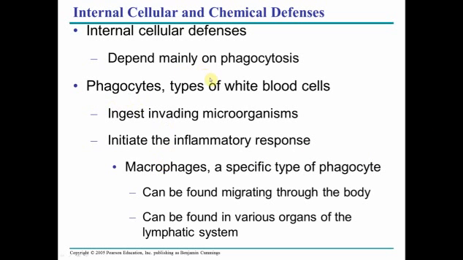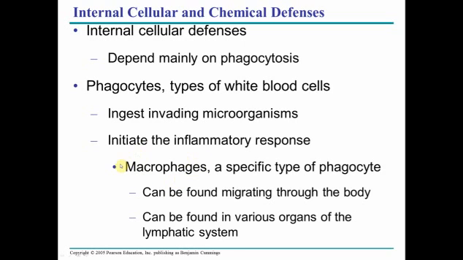Now, internally, still part of the innate immune system, we have some phagocytes that are a type of white blood cell. It's a category. There's phagocytes and there's lymphocytes. Phagocytes ingest invading microorganisms. They wrap their membrane around them and consume them, take them in to eliminate them. And then there's also the inflammatory response that is tied to phagocytes. They in part trigger the inflammatory response. So one type of phagocyte is called a macrophage. It's the largest of all the phagocytes, and it's all over the body.